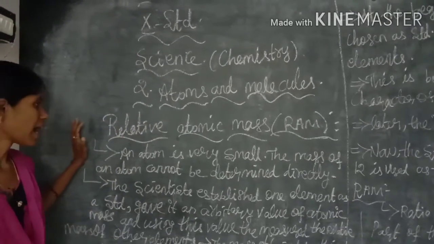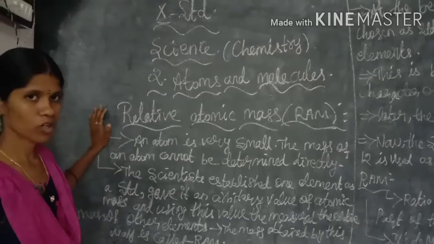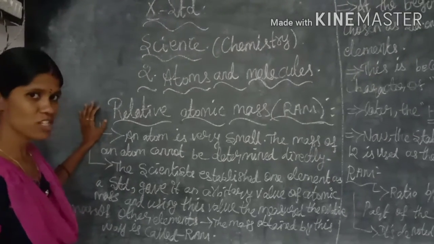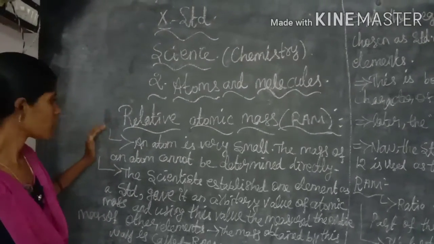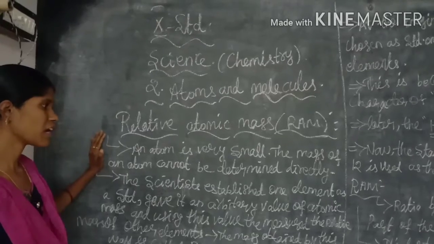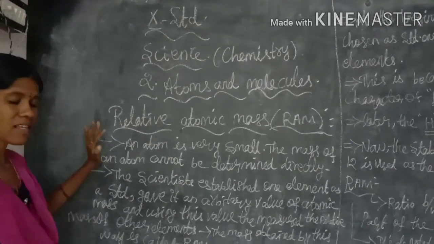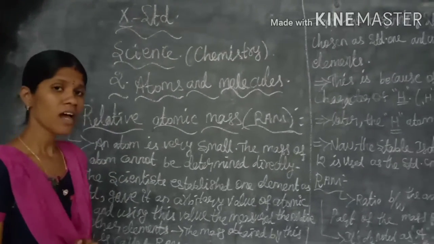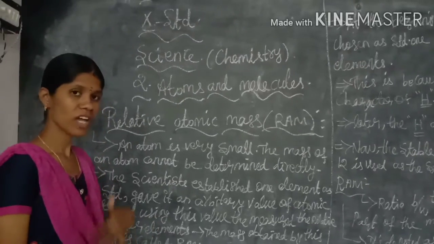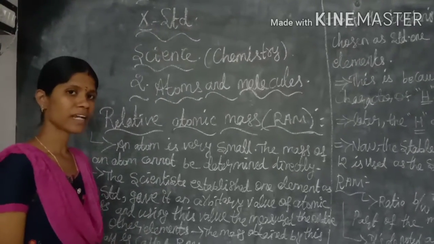An atom is very small, a very negligible amount, and we know that. The mass of an atom cannot be determined directly. So we have to introduce an indirect method.